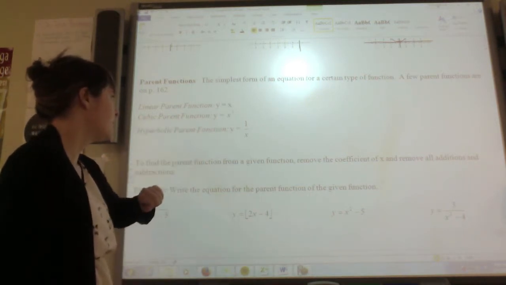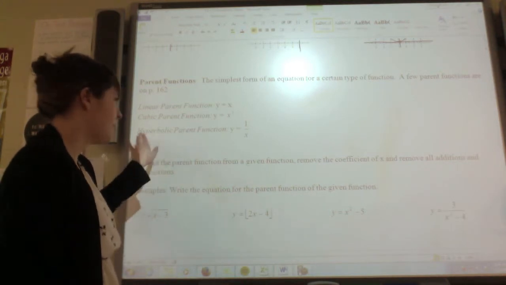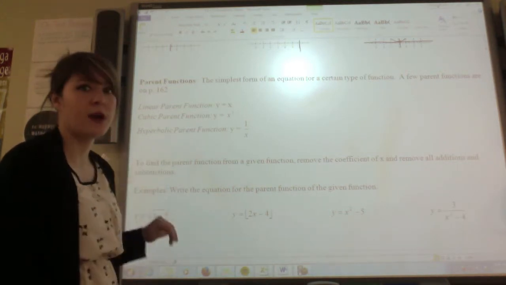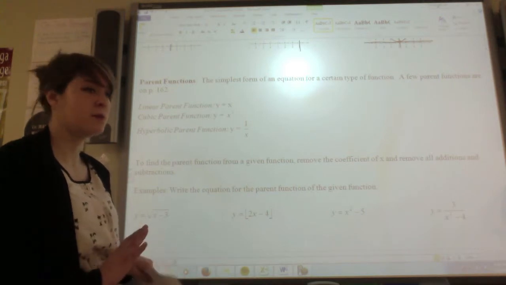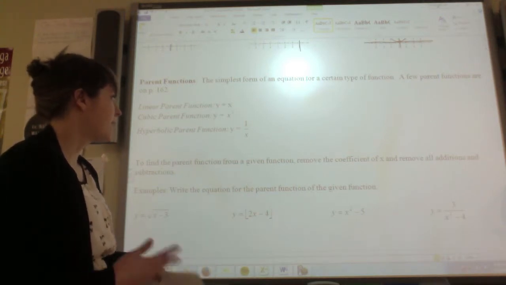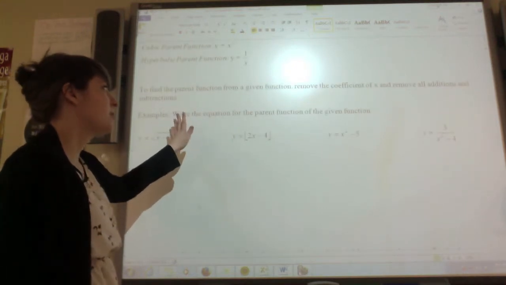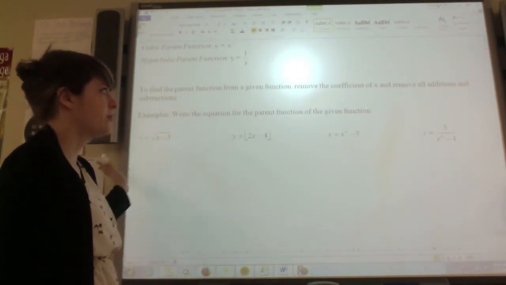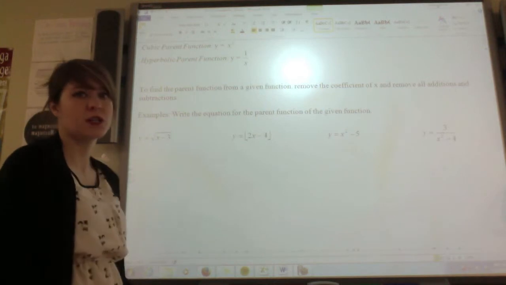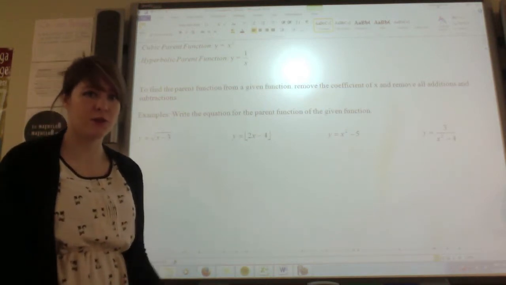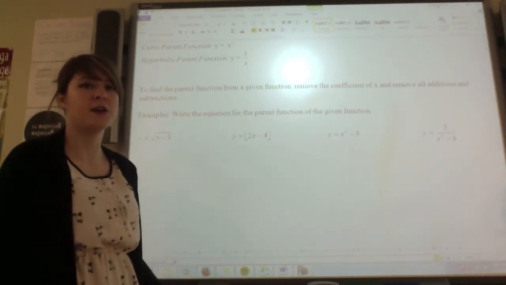A cubic parent function is y equals x cubed. A hyperbolic parent function is y equals 1 over x. So it's basically just the most basic form of that type of function. To find the parent function from a given function, all you have to do is remove the coefficient of x and remove all additions and subtractions. So basically you're just getting rid of all the extra stuff, and that gives you the parent function.